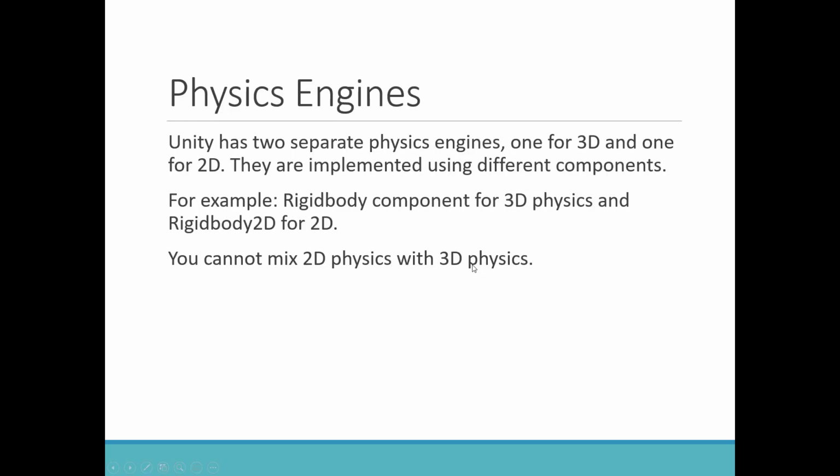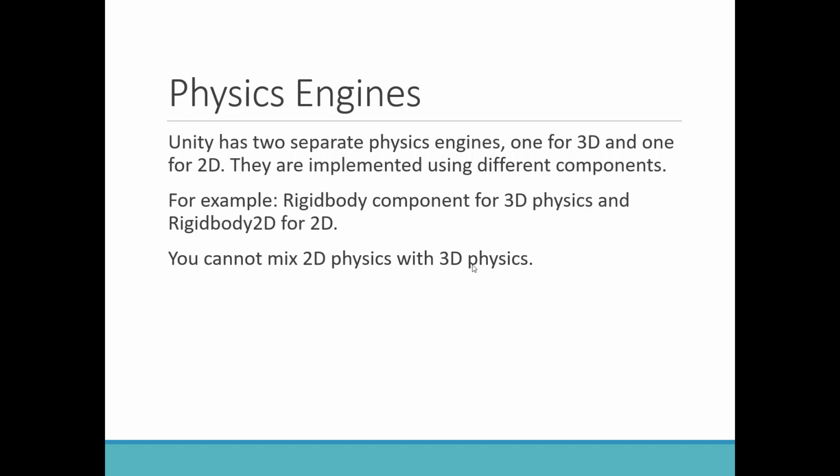So first of all, you need to know that there are two separate physics engines. Separate is a key word here. There's one that's dedicated to work in 3D and the other one for 2D. They're implemented using different components. They're similar in many ways, like for example, you get a rigid body for 3D physics and a rigid body 2D for the 2D physics engine. So there are similarities because they are rigid bodies and they're going to have similar properties, but they will not interact with each other. So that's why separate is a keyword.